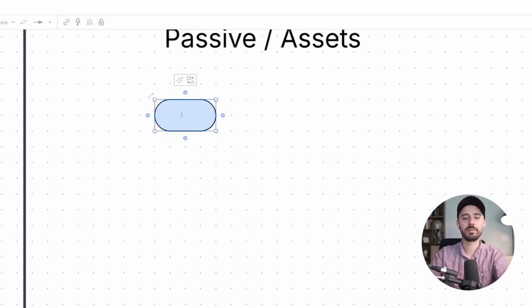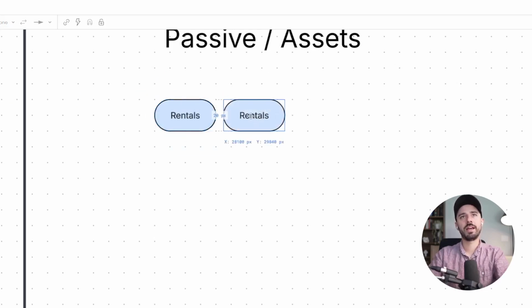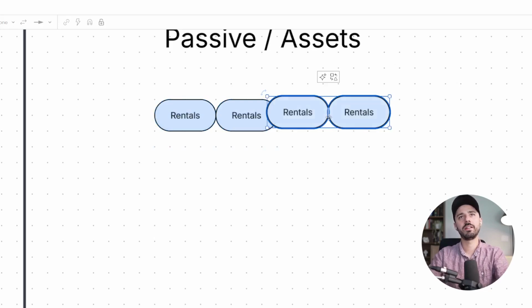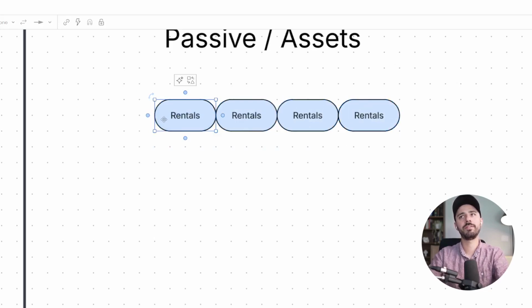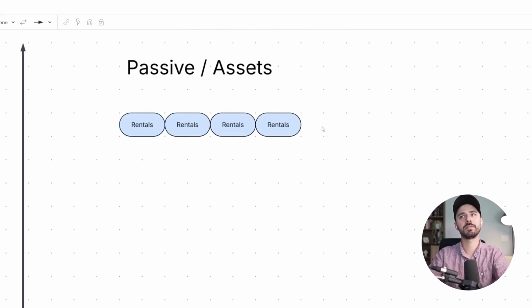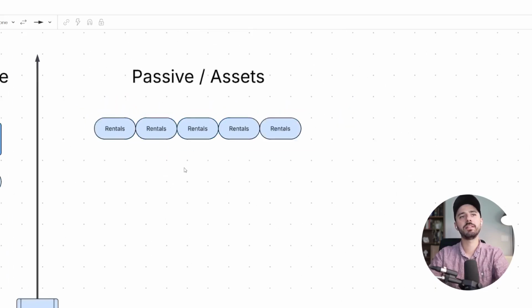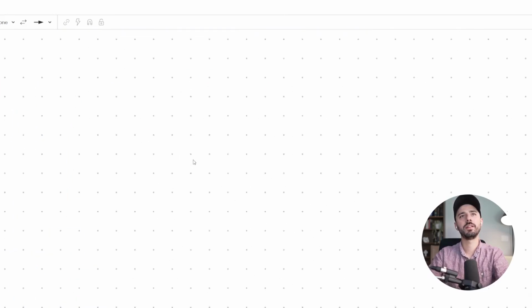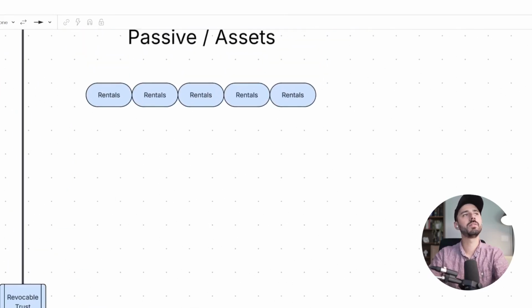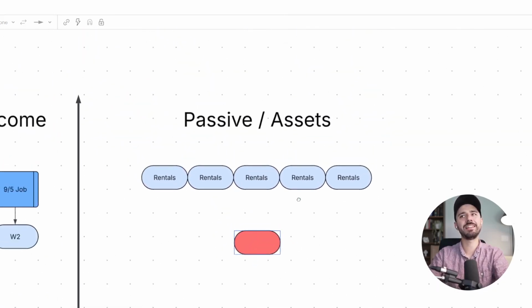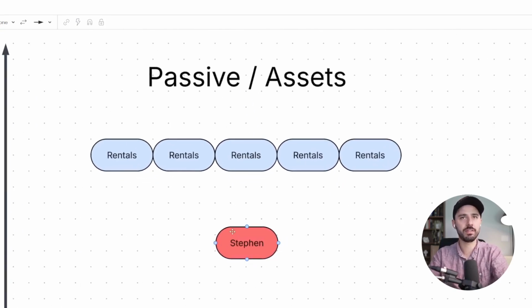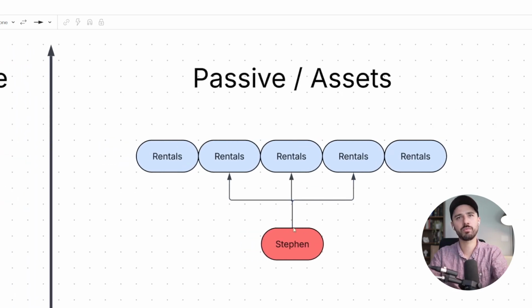We're going to talk about rentals. What we're going to do here is have a little case study of someone who has 5 rental properties. And what I see a lot of you do is own these rental properties as an individual. As an example, let's say Steven, myself, owns these rental properties personally. Is there anything wrong with that?